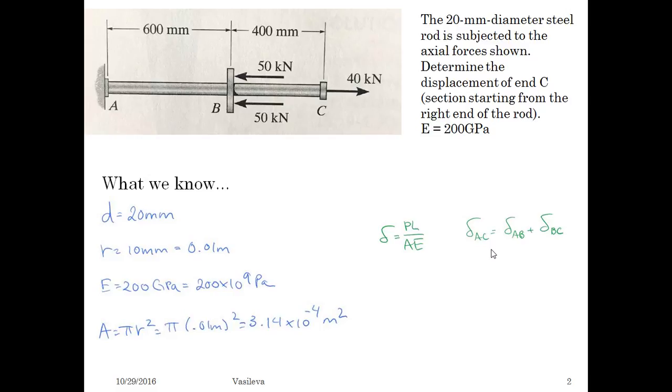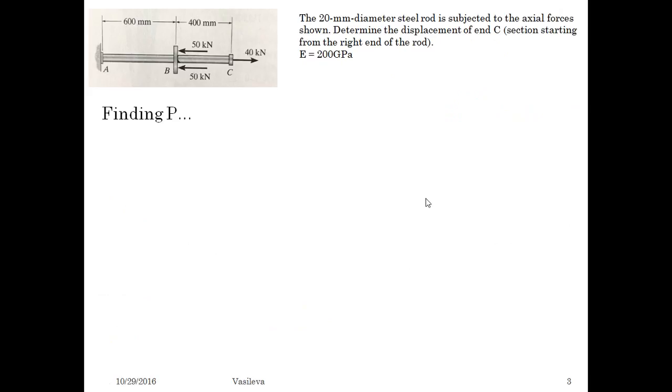You also know that the total displacement is equal to the sum of the displacements of each section. So displacement from A to C is equal to displacement AB plus displacement BC. So all you have to do is find the two displacements and sum them together. So like I said, the only thing we need to find is P. And then all we can do is plug and chug.